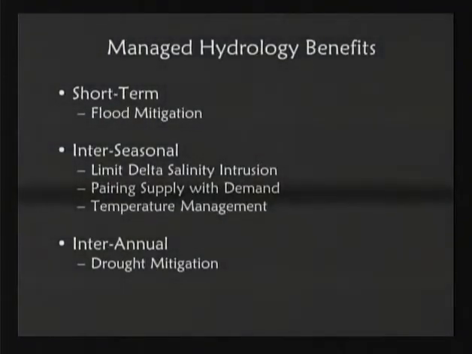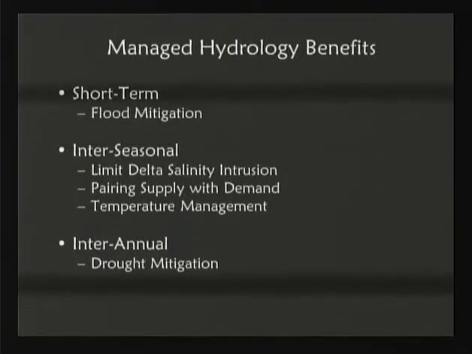So I want to get at what the benefits are of this managed system that we have, and what the limitations are on that ability to manage the hydrology. I'm breaking down those benefits into 3 different time frames here. I'll start with the short term. Flood mitigation is the most obvious one there. The interseasonal benefits include limiting that salinity intrusion into the Delta in the summertime and the fall. We're able to pair up the supply when it comes in the winter and spring, and provide it for project uses in the summer when the demand is greatest.